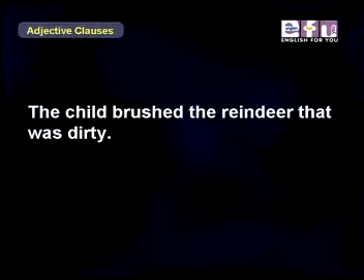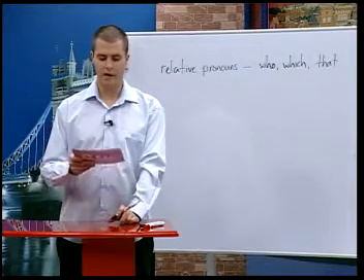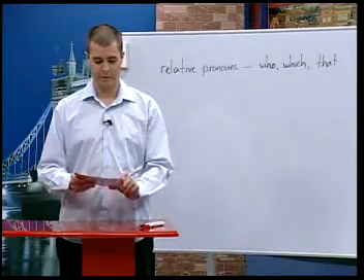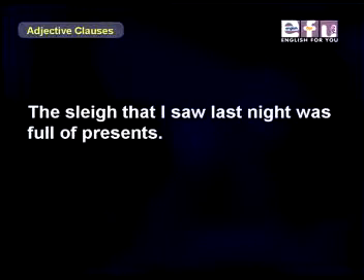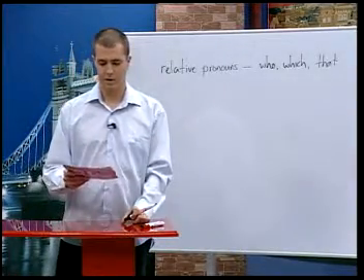So in this sentence, that is the subject of the adjective clause. That was dirty. That's the subject. Adjective clause pronouns can be used as the objects of verbs. The sleigh that I saw last night was full of presents. In this sentence, that is the object of the verb. The sleigh that I saw. I is the subject, and that is the object. I saw that. So I is the subject, that's the object.